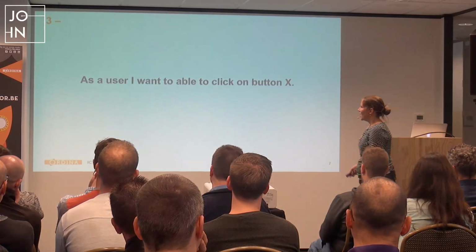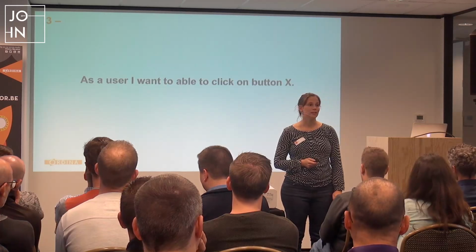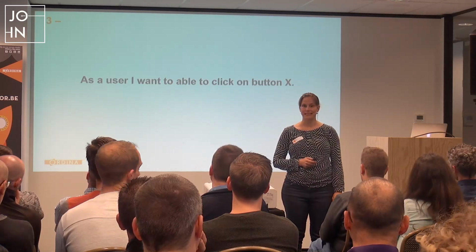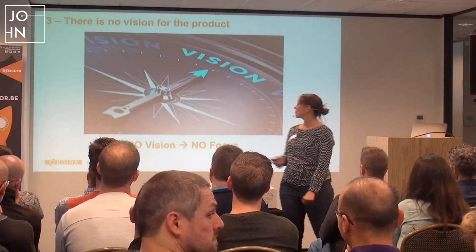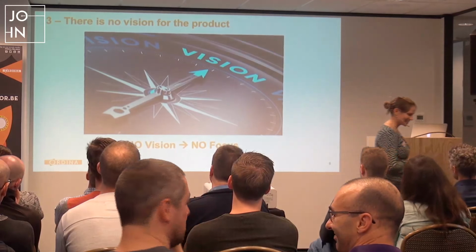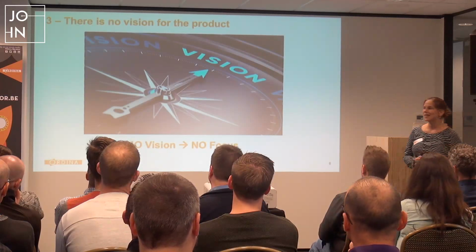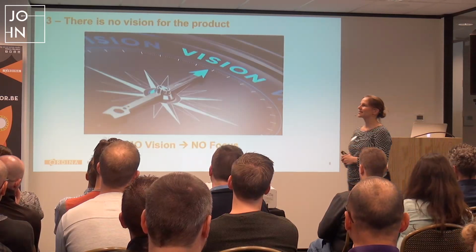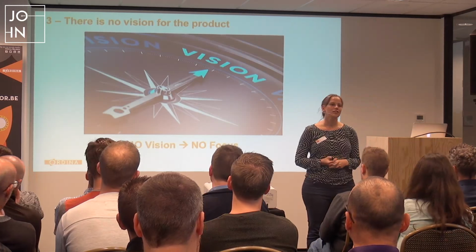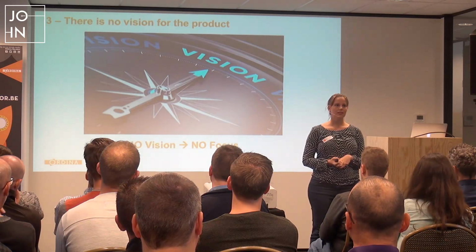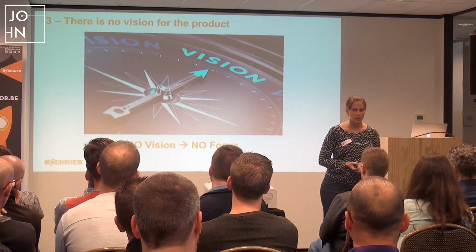This is also a lot of times a sign that something equally fundamentally crucial is missing. A vision. A vision is something that should not be missing in Scrum. If you don't have a vision for your product or your system, please don't do Scrum.